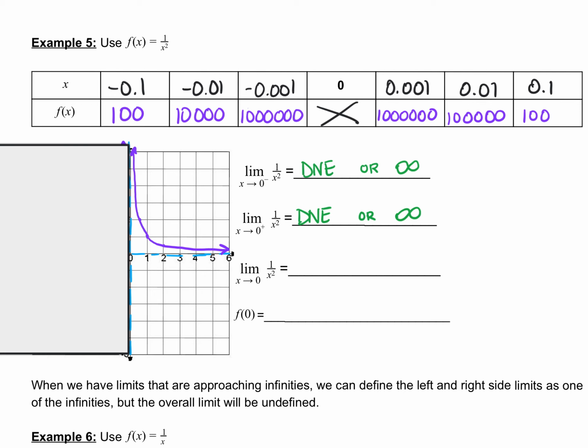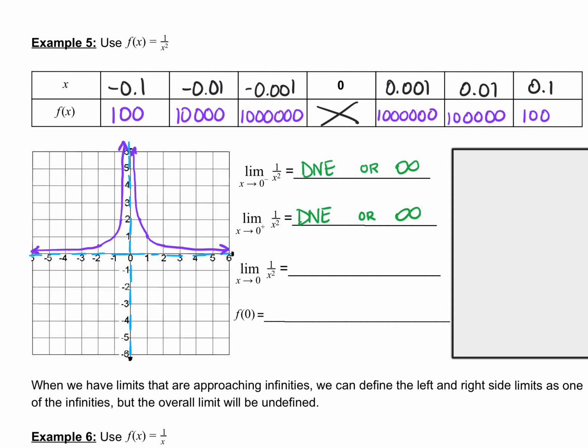Now, what do we do about this overall limit? Because it looks like our limit would be infinity. Well, if your left and right side limit don't actually approach a value, then you're just always going to say that that limit does not exist. So for the overall limit, we're just going to say it doesn't exist. We don't want to put infinity there for our overall value. I mean, some textbooks might say that, but a more widely accepted thing is going to be to use does not exist.